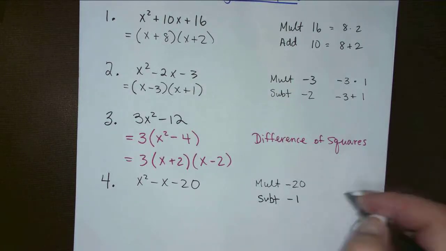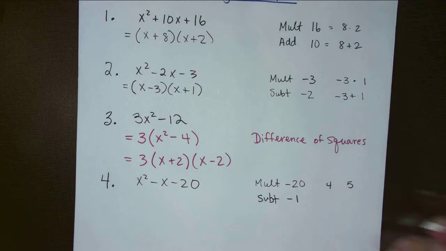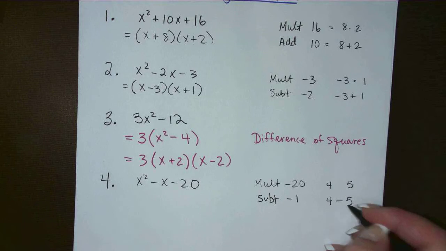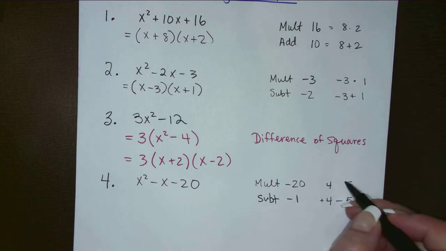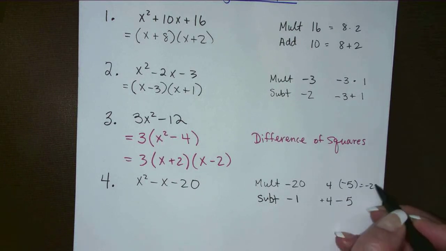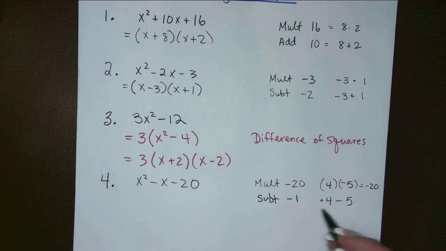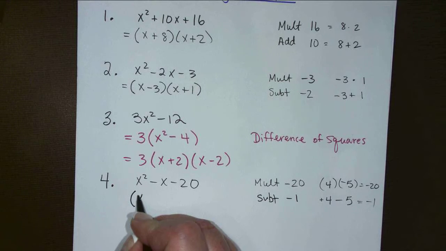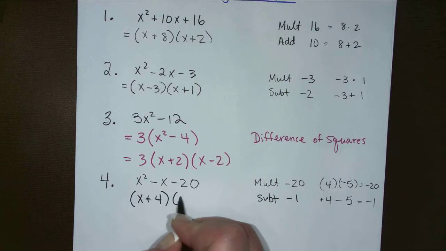Do they subtract to give 1? Yes. So 4 and 5, just write the two down and you have to decide the sign. So we want them to end up with a negative. A plus 4 and a minus 5. All right, they multiply to give negative 20 and they add to give negative 1. So that would be x plus 4, x minus 5.